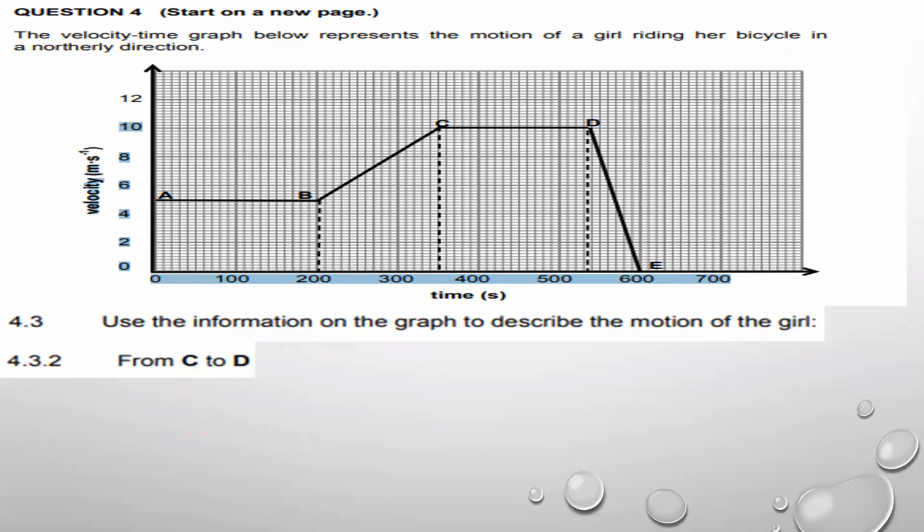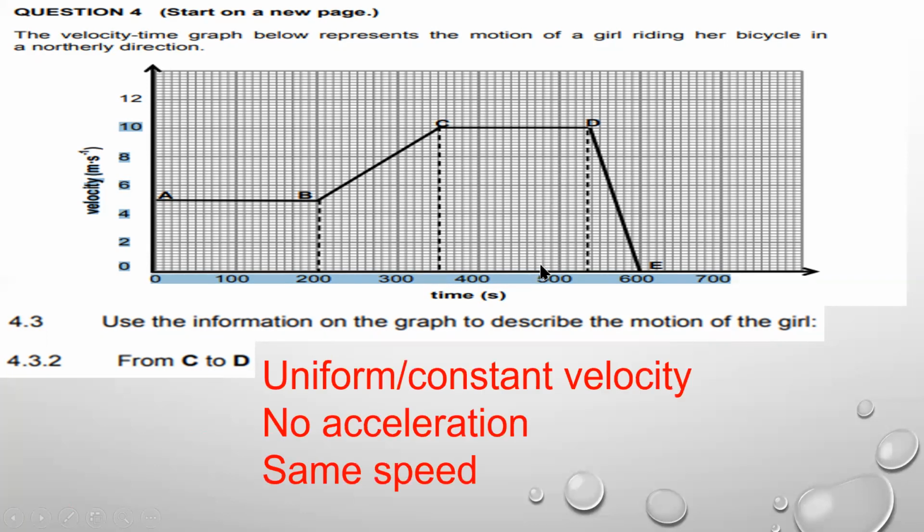Okay. Next question, from C to D. Yes, from C to D, we have constant velocity. If you have constant velocity, you have uniform motion, no acceleration, same speed, uniform motion also you can say. I hope it is getting easier, people. Just remember our first video, second video, third video. Similar questions they're asking. For the final exam, similar questions are coming.